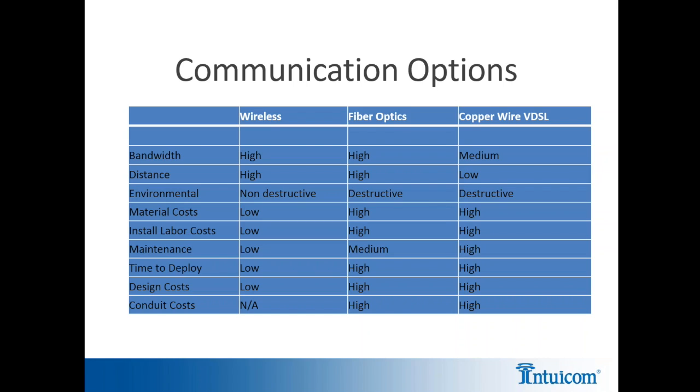The advantages of using wireless over other technologies are easy to see when you compare wireless against fiber optics or copper. Bandwidth is high, material costs are very low, installation costs are low, it's non-destructive, and the time for deployment is very low. It's super easy to do. It makes sense to choose wireless over other technologies available out there.